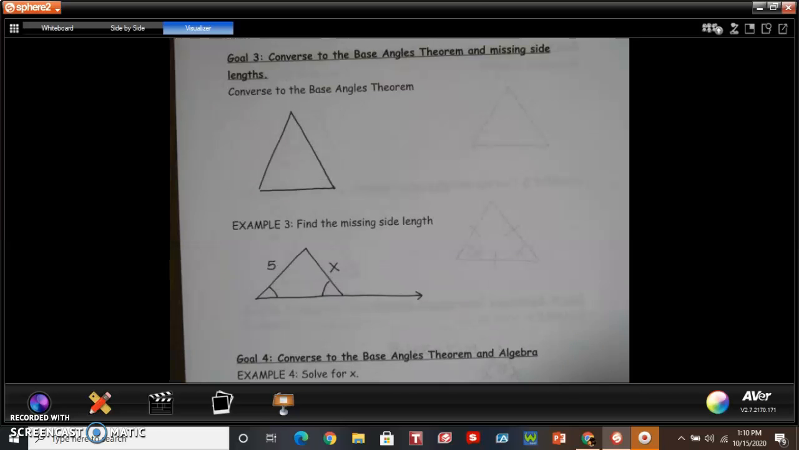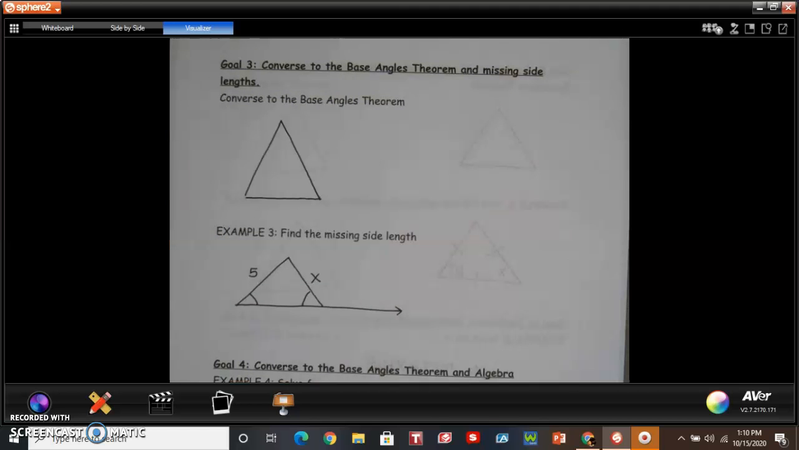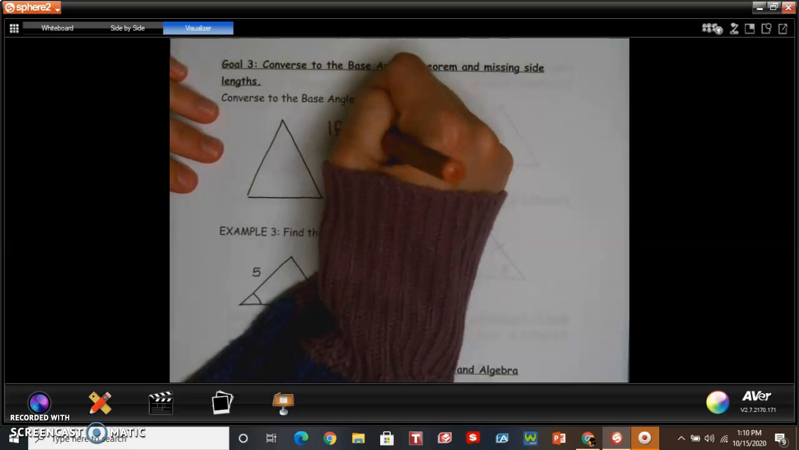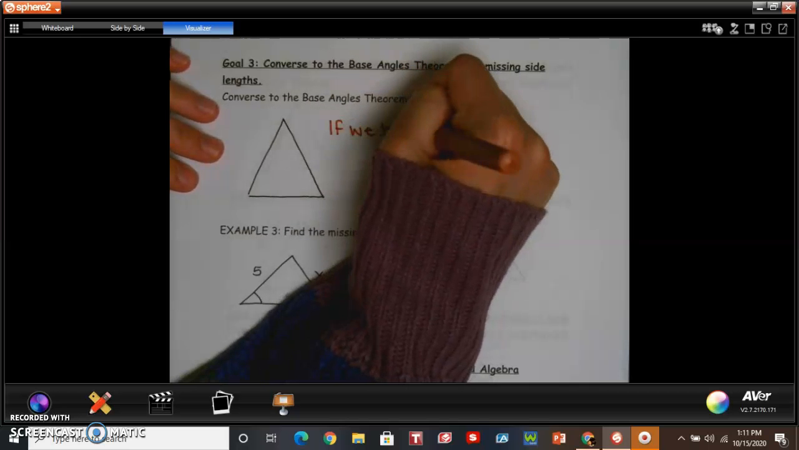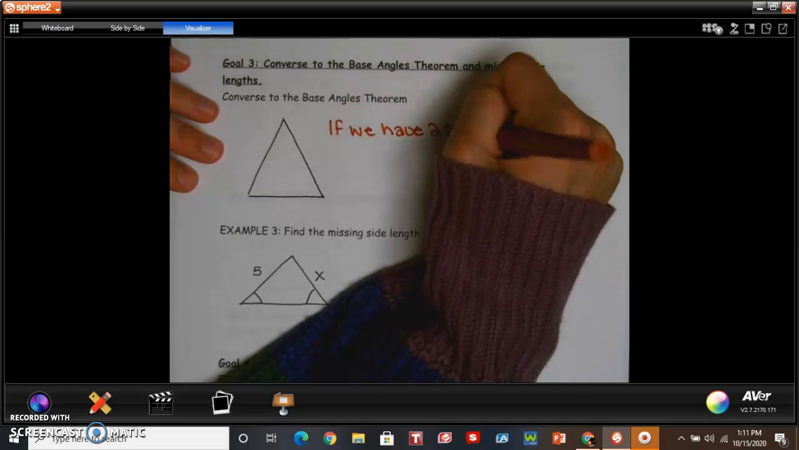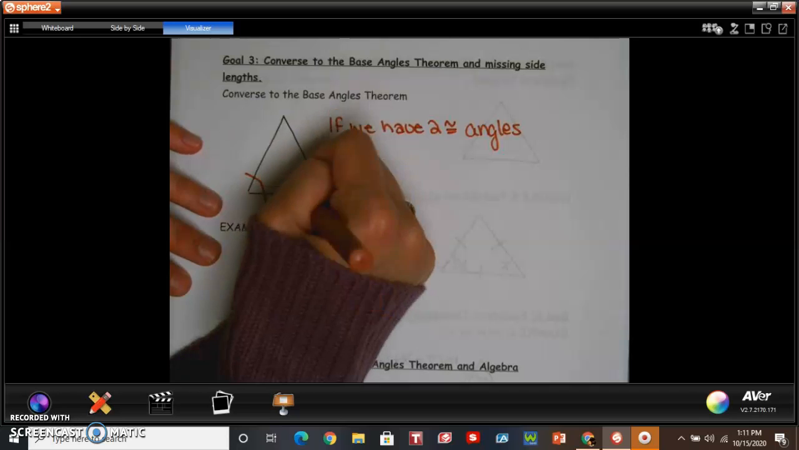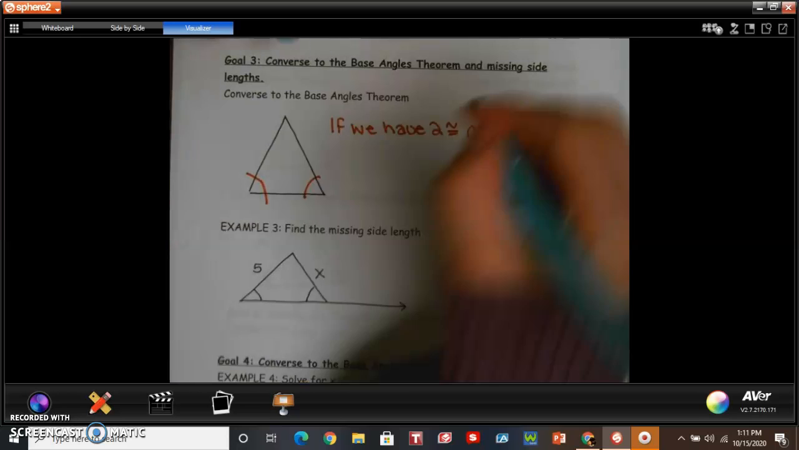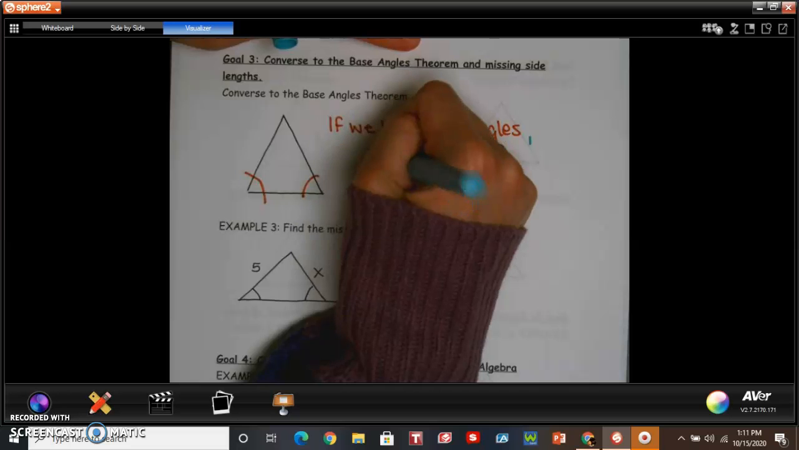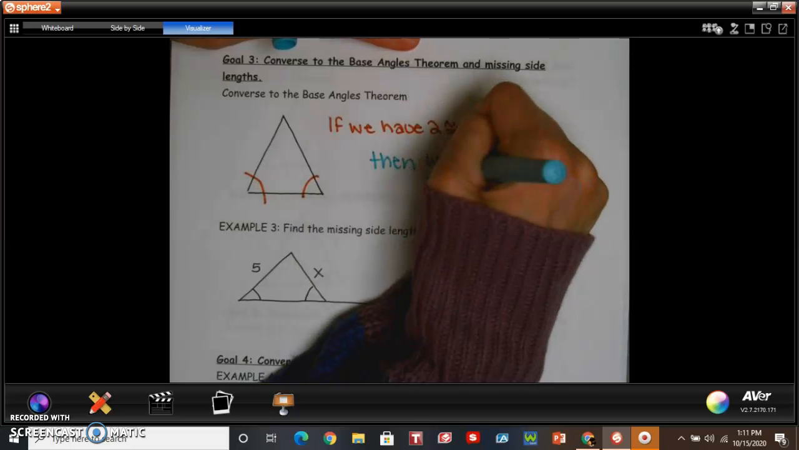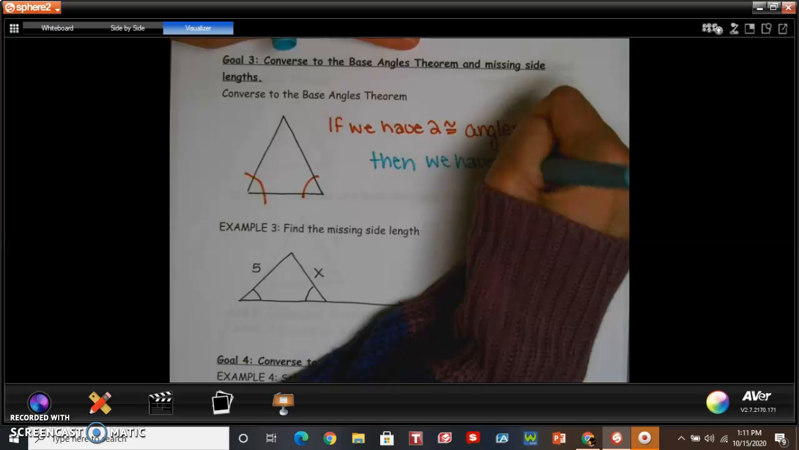Now let's talk about the converse to base angles theorem. Now a converse means we're flipping it. So if the original one said 2 congruent legs gives you 2 congruent feet, this one is saying if we have two congruent angles. So if we have these congruent angles, our feet, then we have two congruent legs.